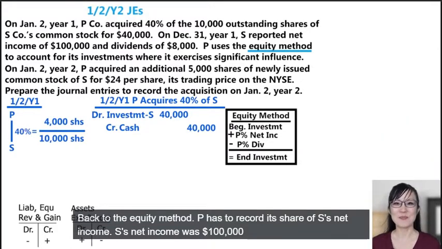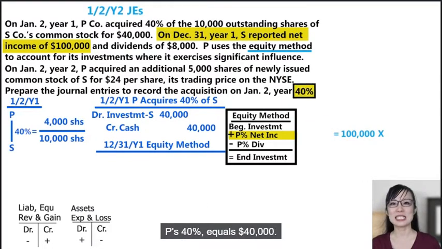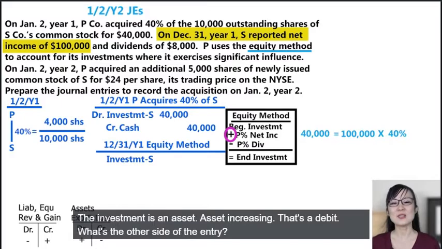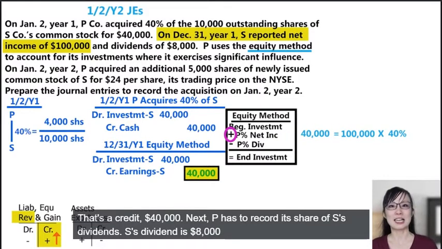Back to the equity method. P has to record its share of S's net income. S's net income was $100,000 times P's 40% equals $40,000. This is the equity method. S's net income makes the investment account increase. The investment is an asset, asset increasing, that's a debit. What's the other side of the entry? It's just earnings in S. It's a revenue that goes into P's income statement. Revenue increasing, that's a credit, $40,000.